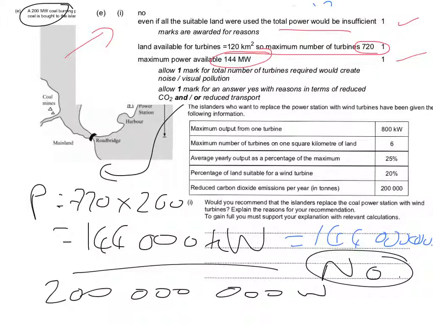However, there is 1 mark for saying that the total number of wind turbines would create no visual or noise pollution, or 1 mark for saying yes, it would reduce CO2 from transport. Okay, so if you got the question wrong and you said yes, you should build wind turbines, you can get up to 2 marks using either of those ones.